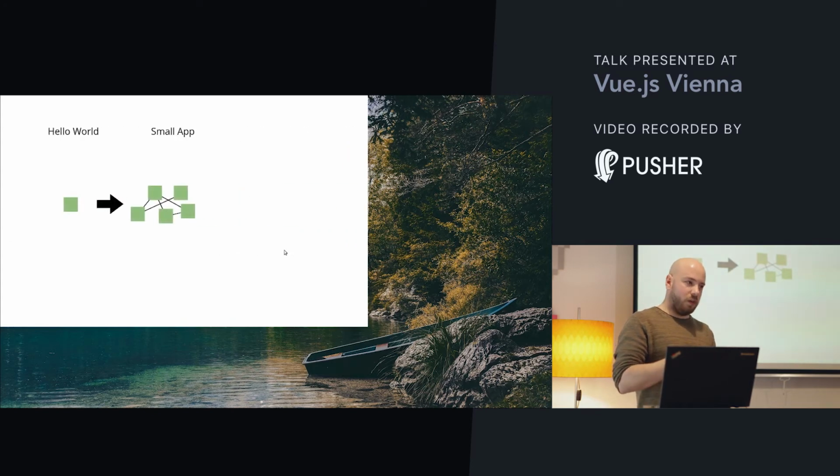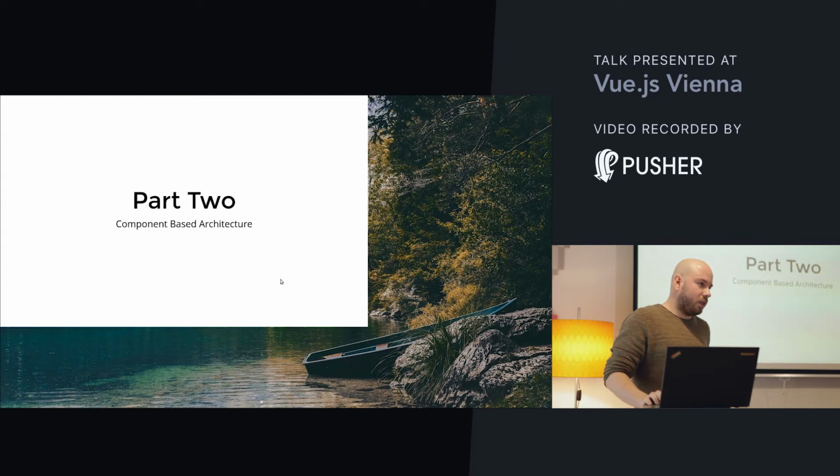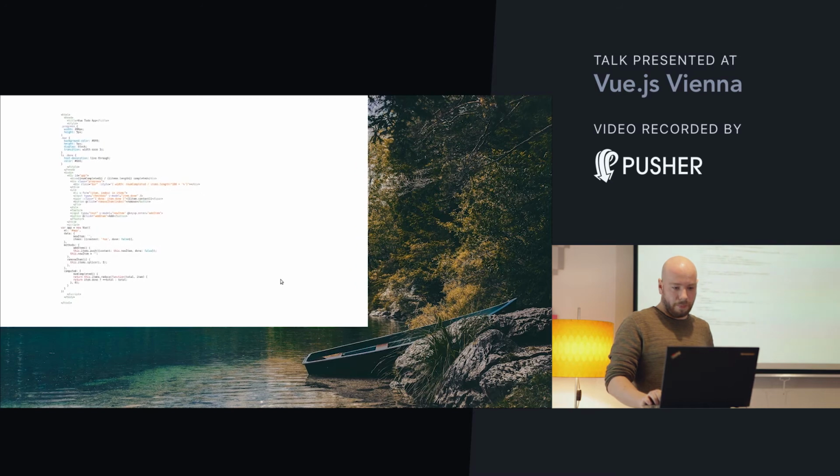So we started from a very basic Hello World application and built it into some kind of small application just by adding more and more features to it. But if we go on this way, it might end up into a big, huge pile of application with more spaghetti code. And so we should think about structuring our code. And this is where we go to part 2, where we have a look at the component-based architecture.